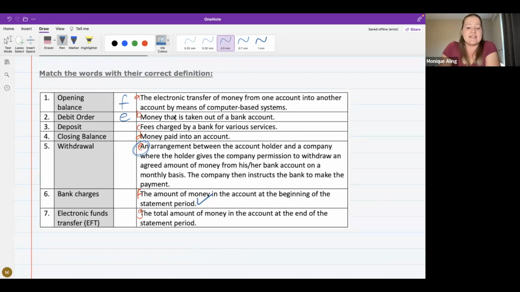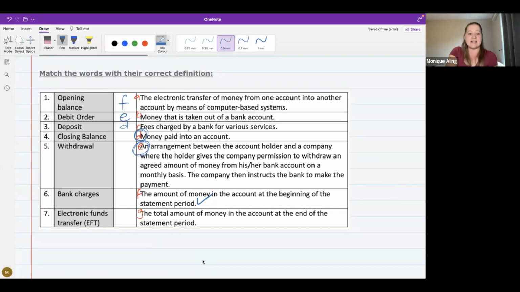And then deposit is A, B, C, D, or G. 3 is good. D and Sako, good. D is the money paid into an account. Whether you're transferring money into an account, it is money coming in. You're putting money into an account, whether it's your own account or someone else's account.